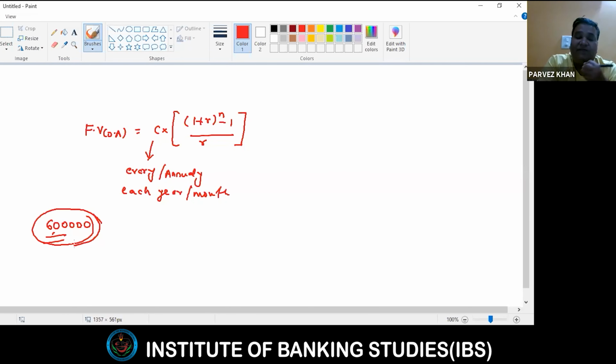Then I say the rate is 10% and you're planning to buy after 5 years. How will we solve it? We'll put it in the formula. Your future value is 6 lakhs, and C we have to calculate. I'm asking how much amount you should save every year so that after 5 years you'll have 6 lakhs of rupees. It means I'm asking you to calculate C.